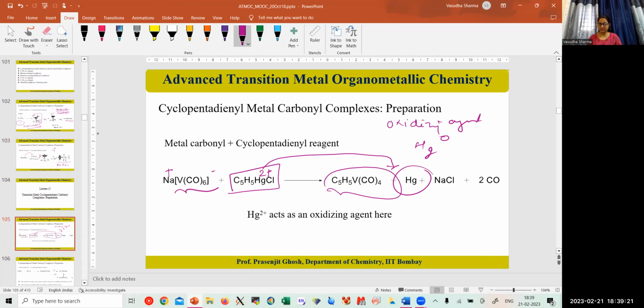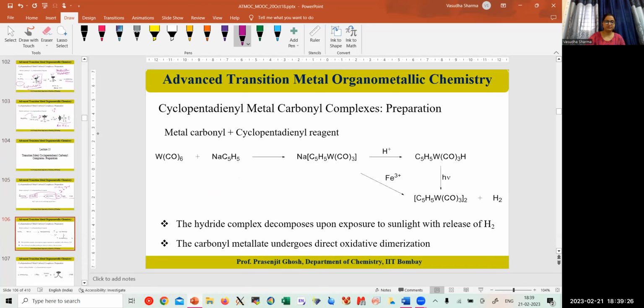And with the loss of NaCl, with carbonyl, the other preparation method we have is treating it with NaC5H5. The preparation of NaC5H5 we have seen in the last lectures. This will give you this. With further protonation, the sodium is replaced by H, or when we have iron in plus three, it will act as a strong oxidizing agent and will release H2, and this will form a dimer. So it can further reduce itself and can donate electrons to and take up electrons from the tungsten to give a dimer. So the hydride complex decomposes upon exposure to give the release of H2, as shown over here, and the carbonyl metalate undergoes direct oxidative dimerization.